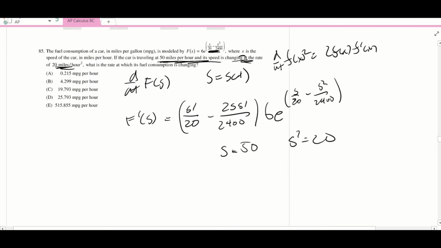So we can just plug this into our calculator. So we have open parentheses 20 over 20, which is 1, minus 2 times 50 times 20 divided by 2,400, times 6 e to the power of 50 over 20 minus s squared, which is 400 over 2,400.